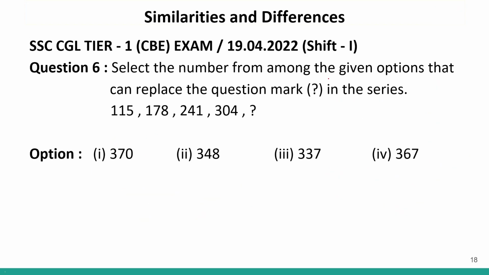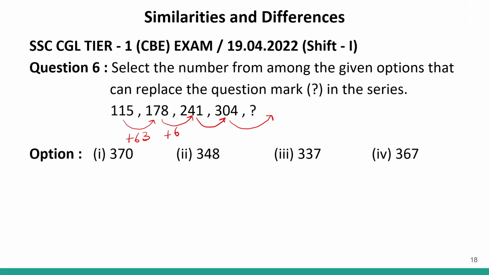Now, we have to find among the given options which can replace the question mark in this series. So if I look at this series, I can see that here I have added some number. Here also there's addition of some number. Similarly, we have to add that number over here as well. So here there's an addition of 63. If I add 63 in 115, I'll get 178.